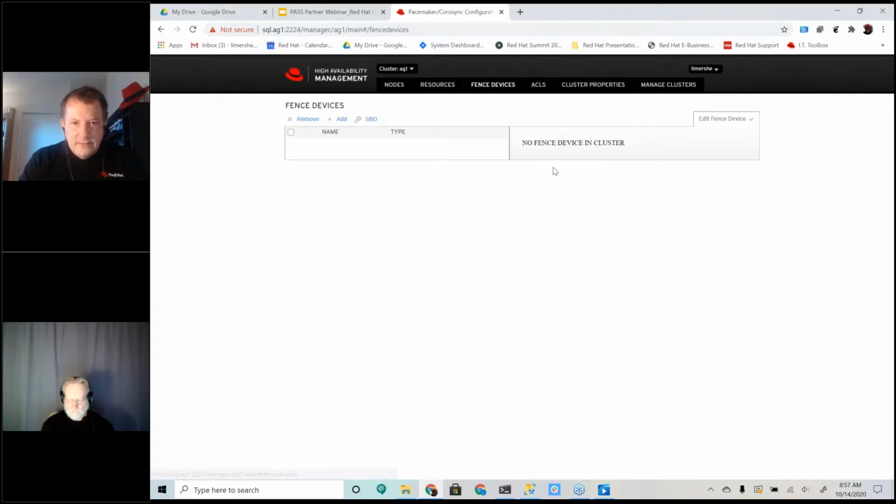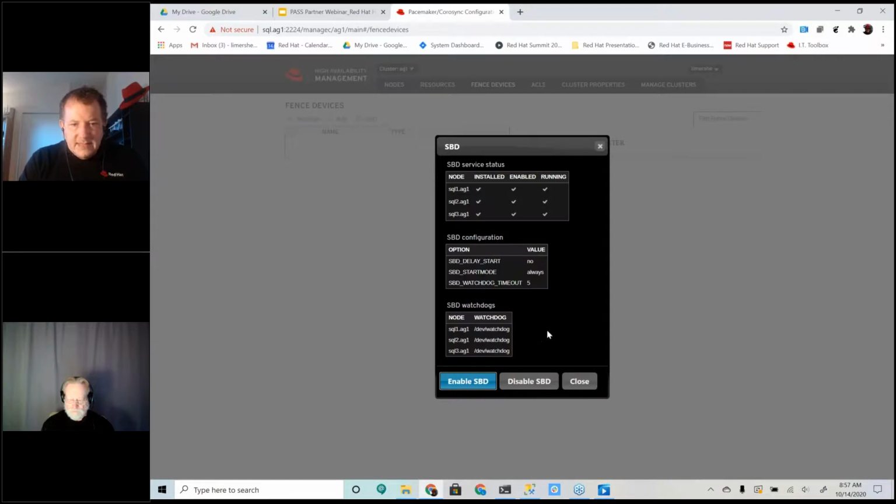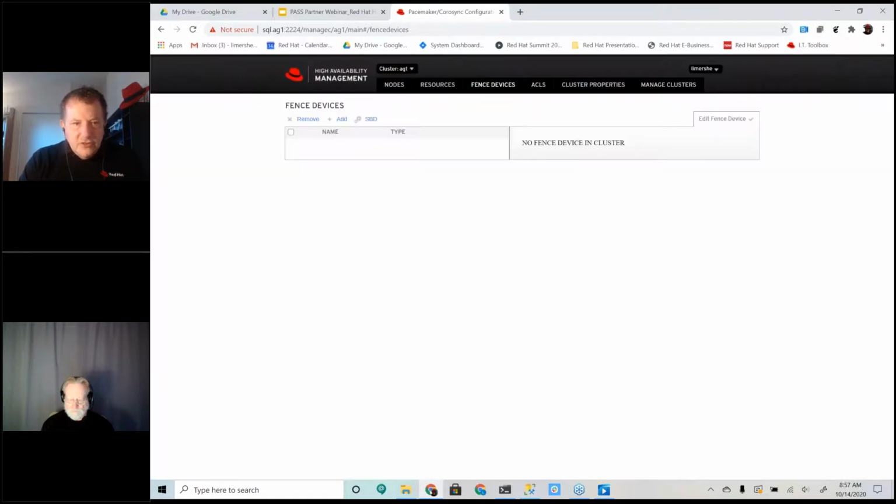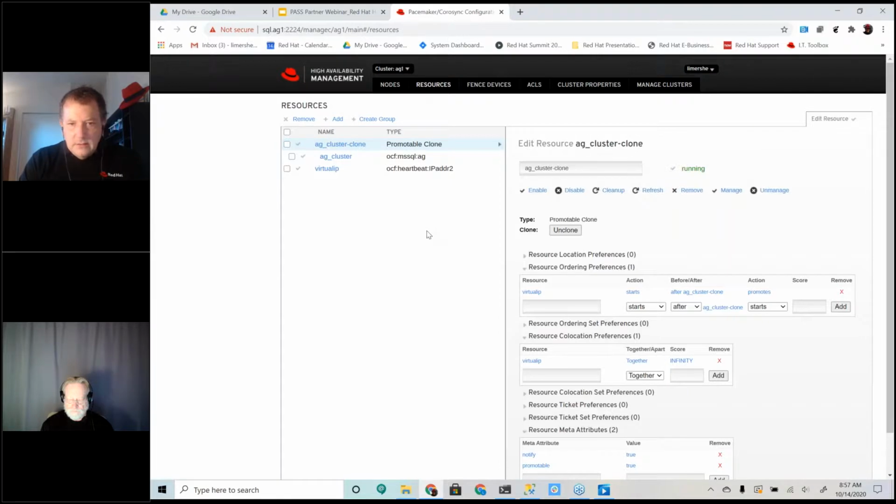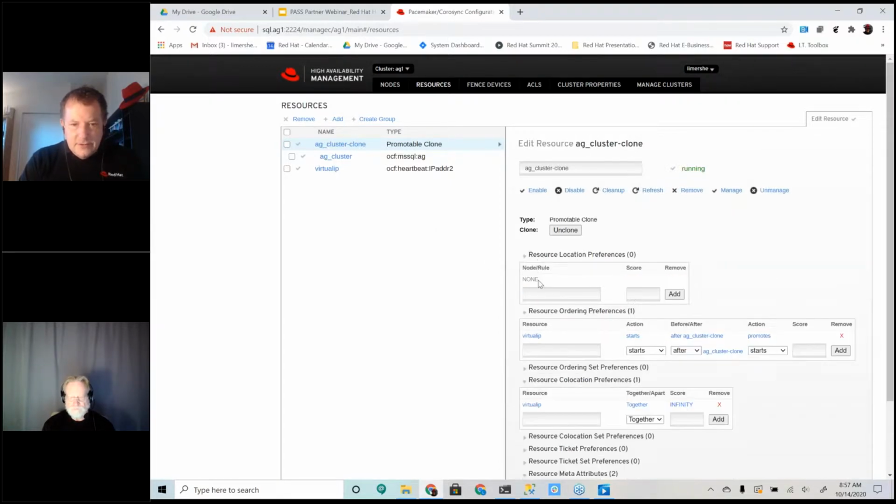So really quickly, if we look here, you can see that SBD is configured. Even though it shows you there are no fence devices in the cluster, you actually do have SBD fencing configured.